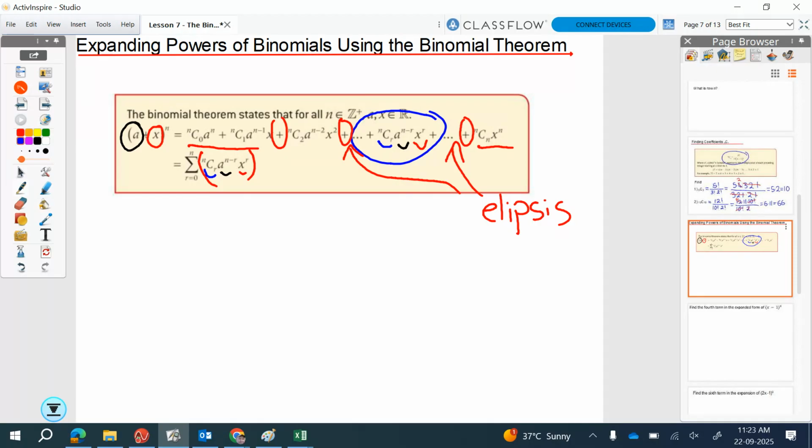It says r starts at 0. No, but would there be another way to do that? Or is that just what we're doing? Is it all 0? Is it a positive thing? In the binomial theorem? Yeah.